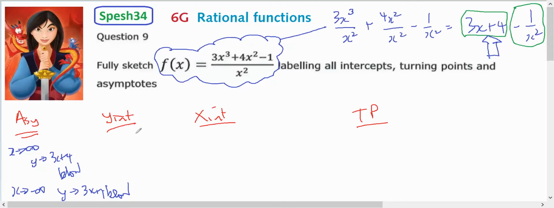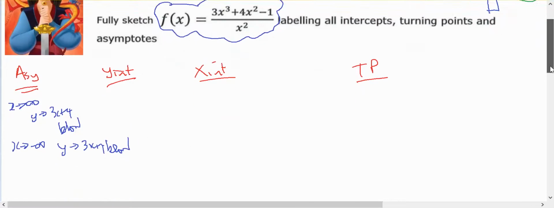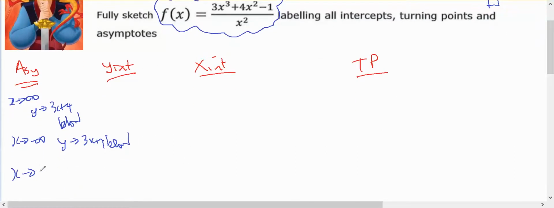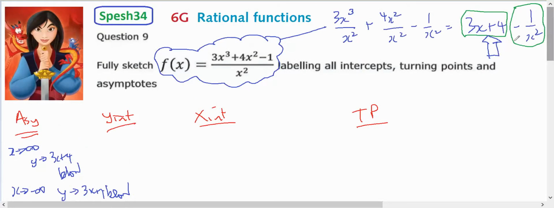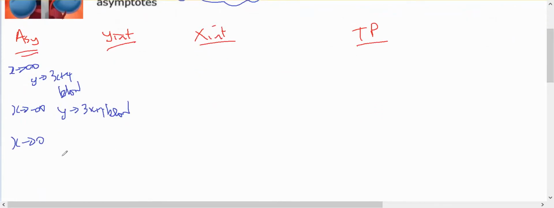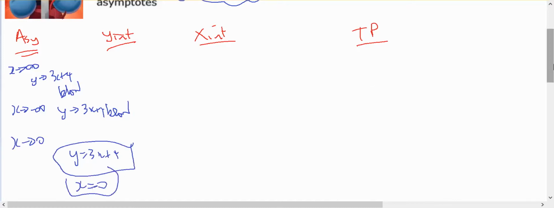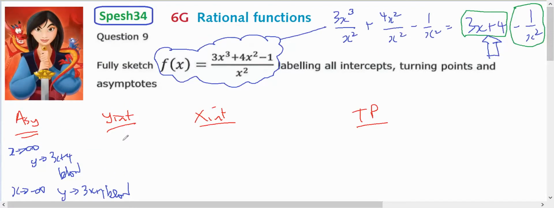To find, when x approaches 0, we have a problem. Therefore, we're going to have an asymptote at x equals 0 because x can't equal 0. So I'm going to have asymptotes at y equals 3x plus 4 and x equals 0. Since x equals 0 is an asymptote, there are no y-intercepts.